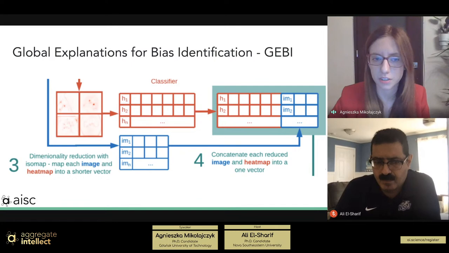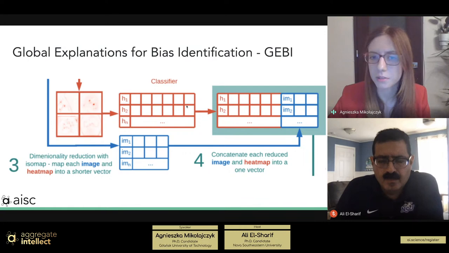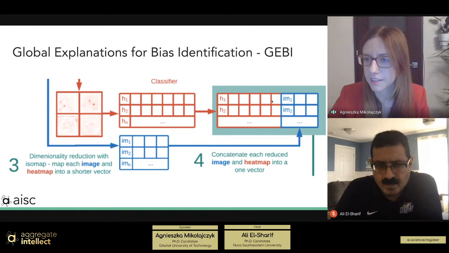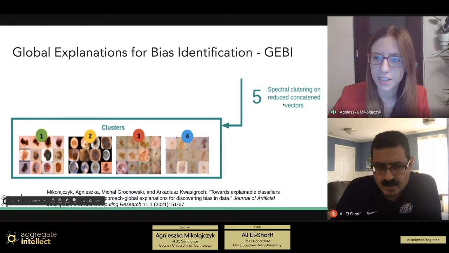So what we do is dimensionality reduction with Isomap, and we map each image and each heat map, relevance map, into a shorter vector. And what we noticed was that we usually get better results when our final vector of heat maps is longer than the image vector. We concatenate both the heat map vector and the accompanying image vector into one, and then we cluster those vectors. So we perform spectral clustering on reduced concatenated vectors.